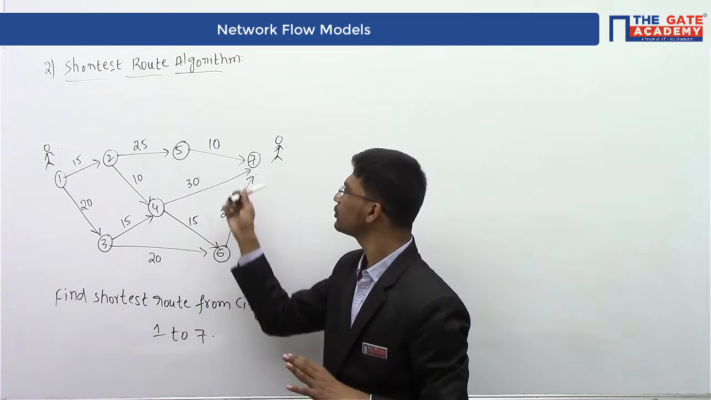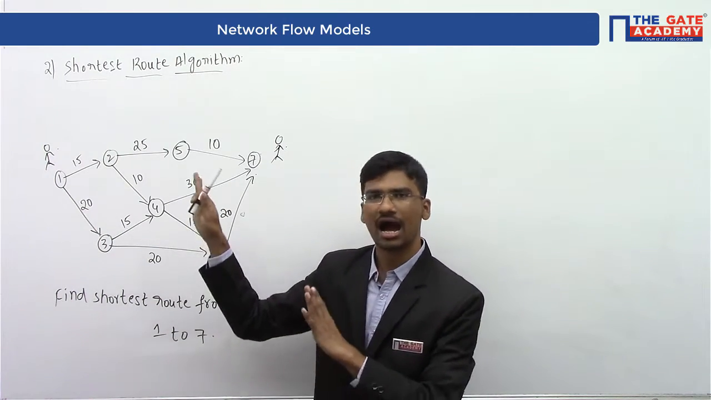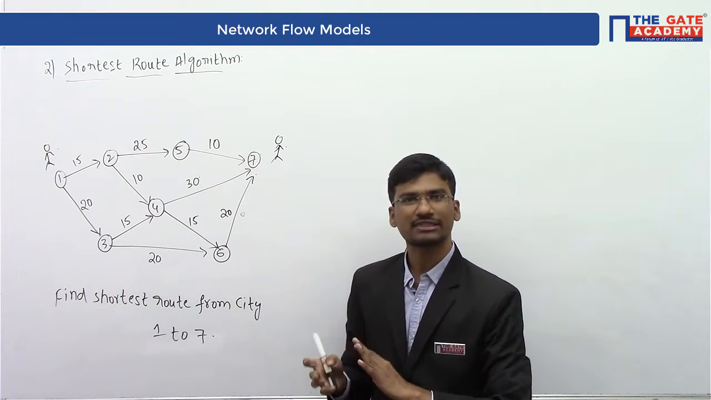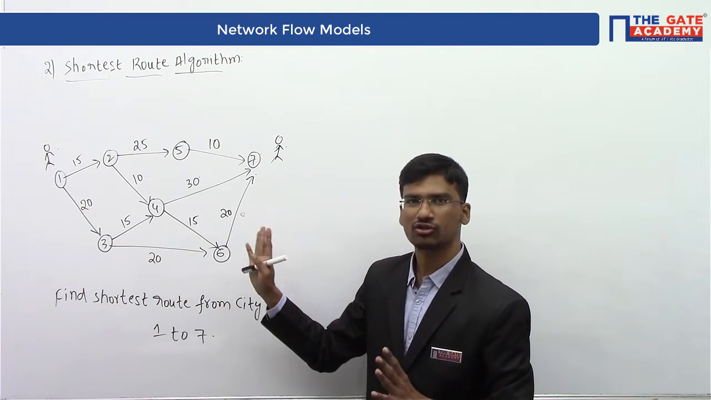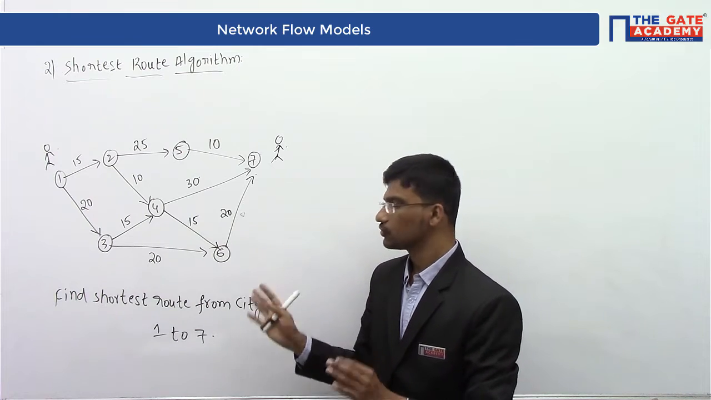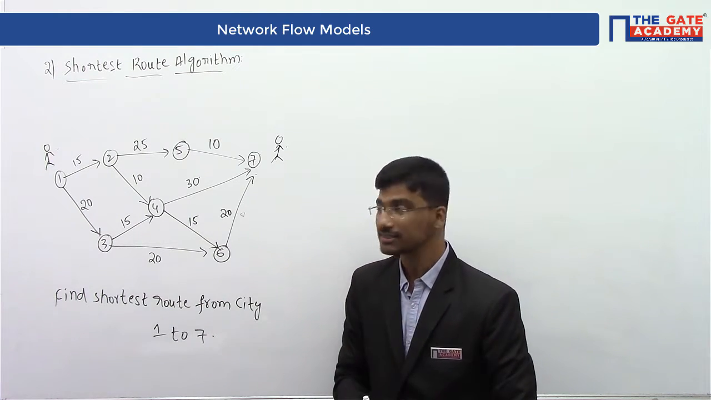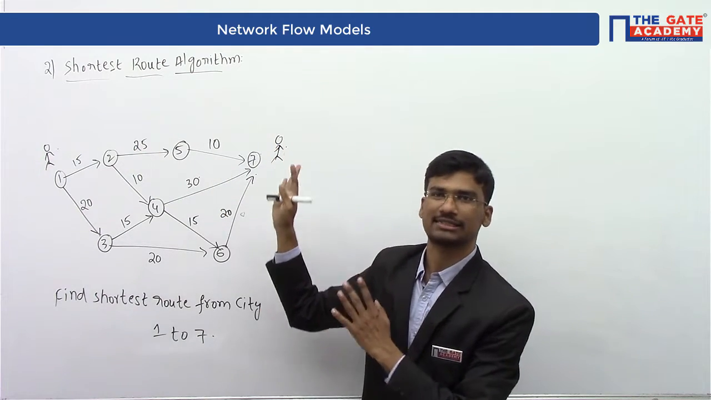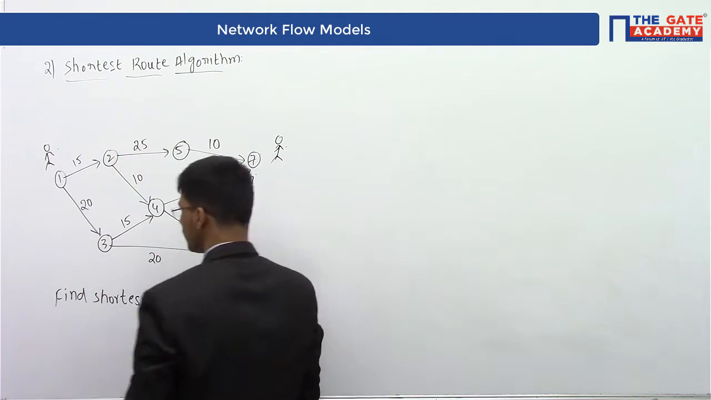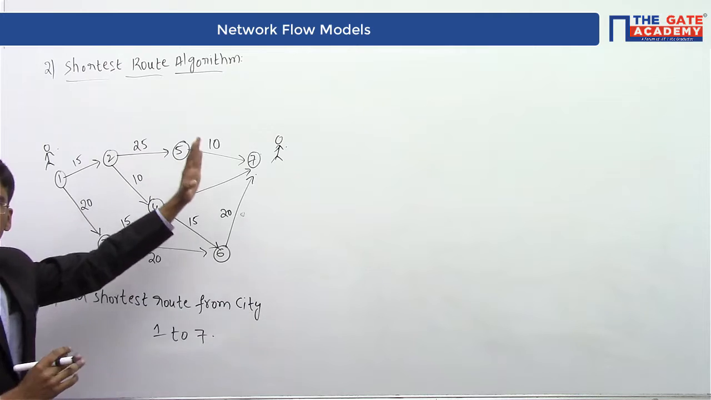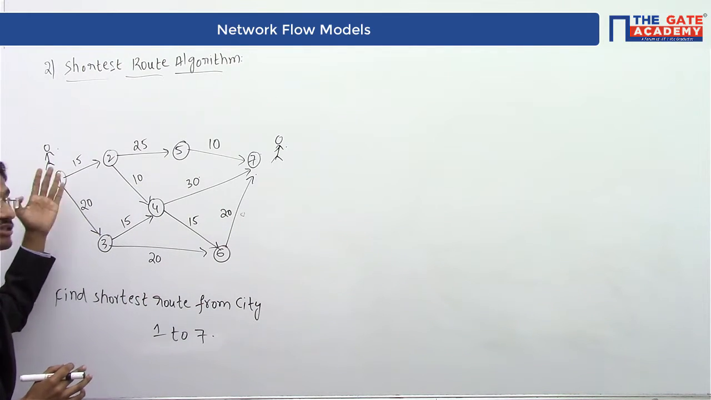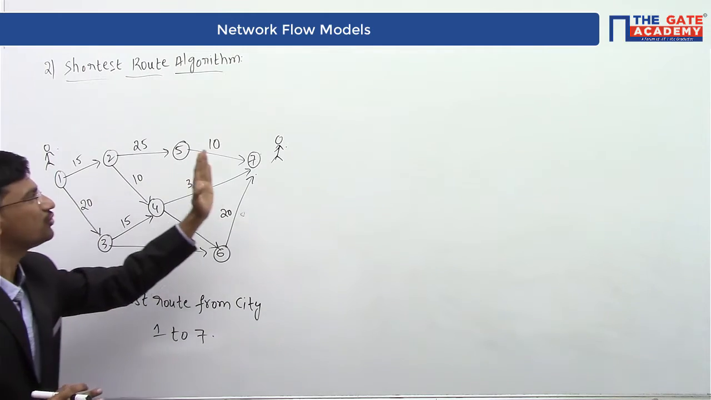Again, there is no difference in the terminology. We call these nodes and these arcs, so everything will be similar, right? There is no difference in the terminology. This we call nodes and arcs. Now we have to find the shortest distance from node 1 to node 7. There are 7 cities, so this fellow has to travel from city 1 to city 7.